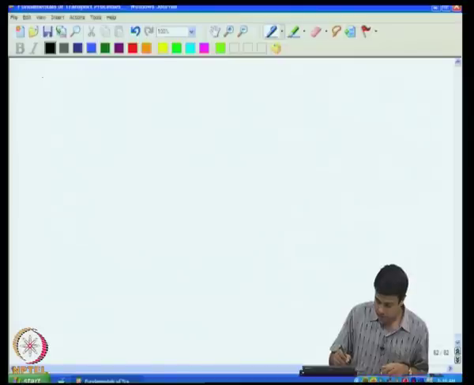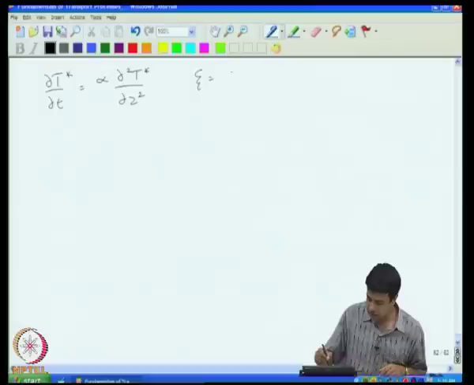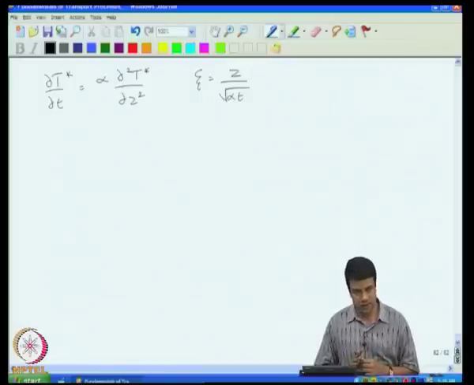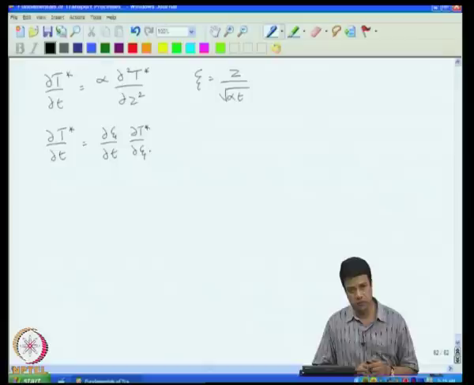So, I have my equation, partial T star by partial t is equal to alpha partial square T star by partial z square. And I have defined my similarity variable psi is equal to z by square root of alpha t. This is dimensionless because z has dimensions of length, alpha is length square per unit time. So, therefore, alpha t has dimensions of length square, and therefore, z by root alpha t is dimensionless. So, the derivative with respect to time, partial T star by partial t, is equal to partial psi by partial t times partial T star by partial psi. Chain rule for differentiation.